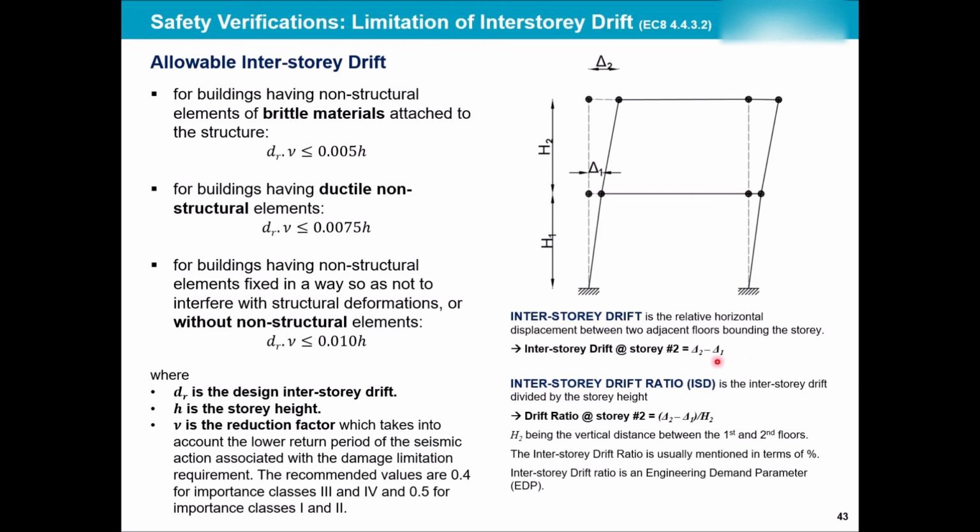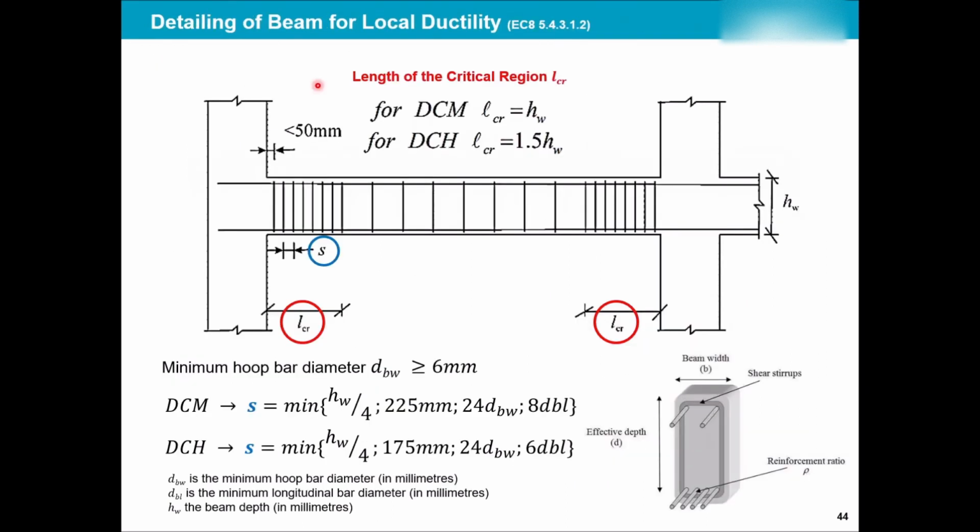Now, if I divide this by the height of the floor, I'll get the interstory drift ratio, as we call it. It's usually presented as a percentage, while interstory drift is presented in terms of length, like millimeters, meters, centimeters. And again, Eurocode has an allowable interstory drift value as well, which you have to check. Two important detailings that Eurocode suggests.